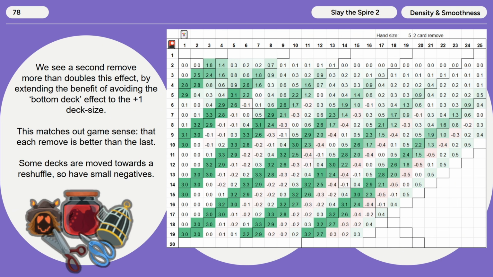Of course, this matches our game sense. Each remove is better than the last. Some decks are moved towards the reshuffle, so they'll actually have small negatives. And we can see those around this territory here or this territory here.